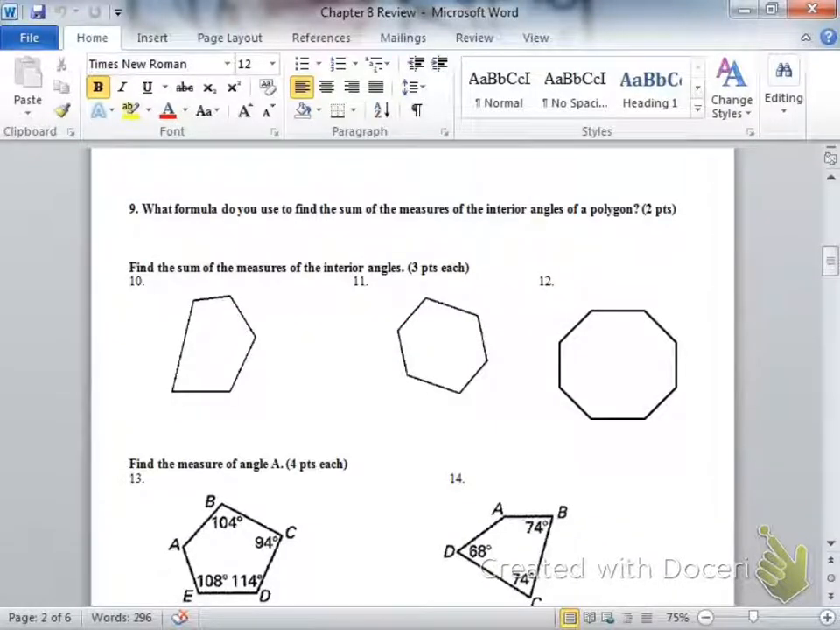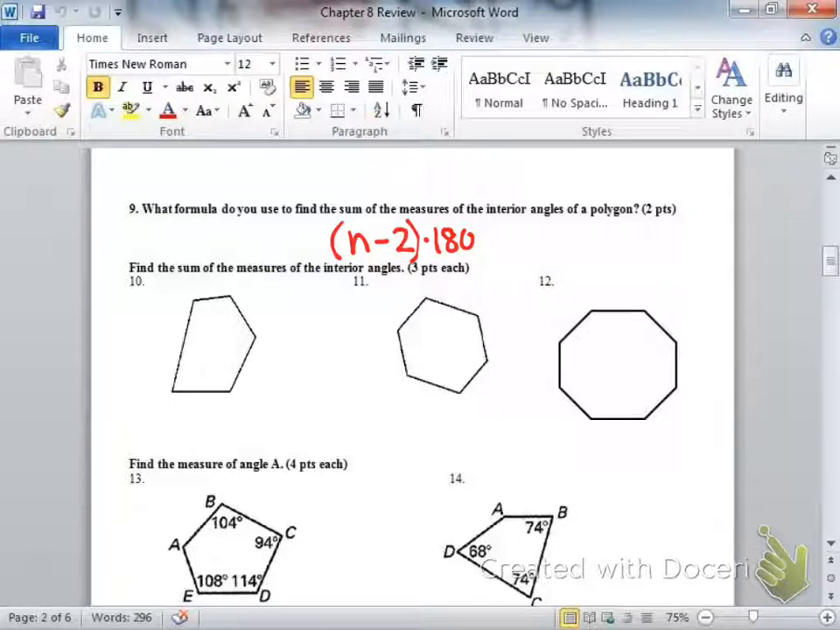Hold on. Alright, number 9 is asking you, what formula do you use to find the sum of the measures of the interior angles of a polygon? This should be straight from your note card. What's the formula? Find N minus 5? No. It's n minus 2. If you have n minus 5, you need to go ahead and fix that. N minus 2 times 180, where n is the number of sides.